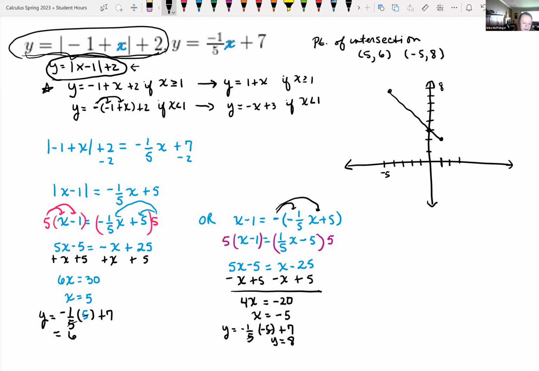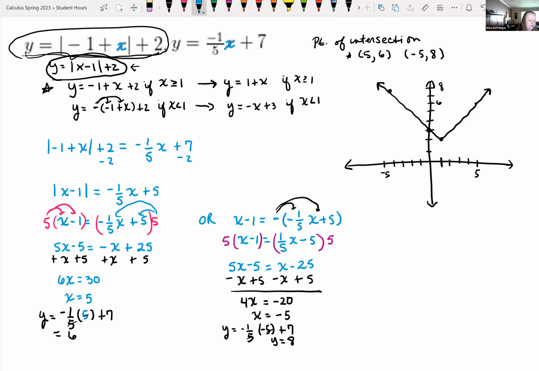And then if I plug in +5 into the absolute value equation, absolute value 5 minus 1, so absolute value 4 is 4, 4 plus 2 is 6. So I have a point at (5, 6). Which I guess I didn't really need to do that because I have these points right here, right? So that's one of my graphs.